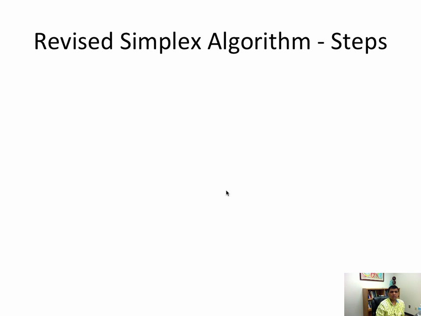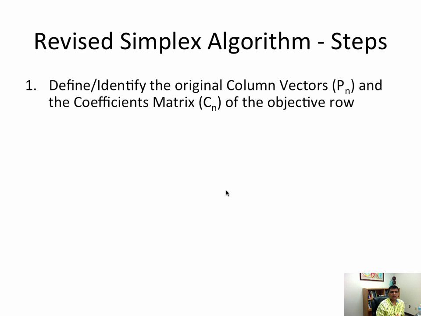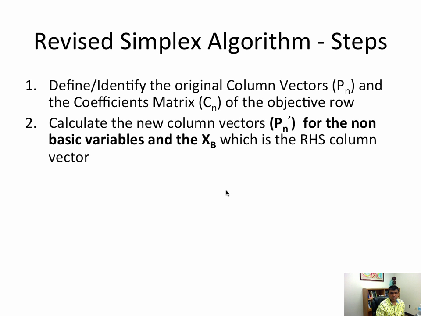Now let's look at the steps that we will be following for the revised simplex algorithm. So the first thing we'll do is define and identify the original column vectors Pn. What do we mean by Pn? We'll see it as we perform our steps. We will also define the coefficients matrix Cn of the objective row. Next, we will calculate the new column vector Pn prime for the non-basic variables and xb, where xb is the right-hand side column vector.